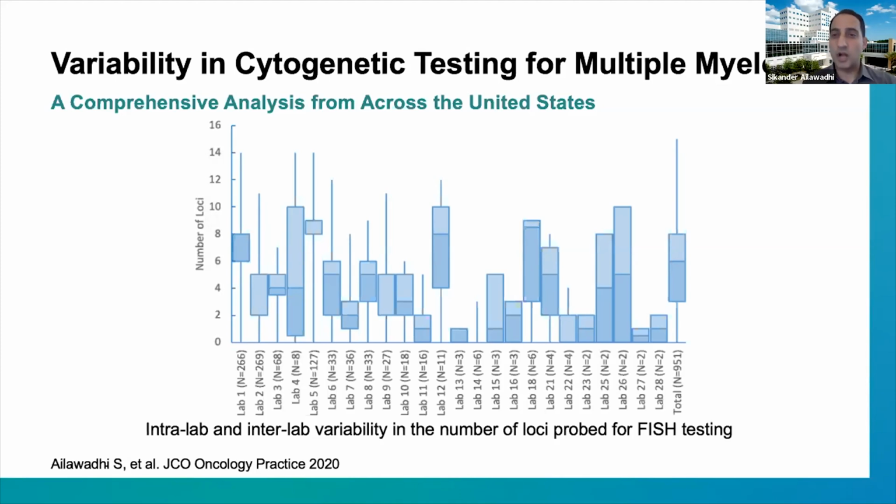Now, some of it may be cost saving. So for example, a lab may say, well, if there are 5 high-risk abnormalities, I'm going to only look for those 5 because it's cost effective. If those 5 are tested and are all negative, then genetically speaking, the myeloma is going to be lumped into standard risk. So that's important for you to know. I think as a bare minimum, those 5 high-risk myeloma abnormalities must be tested.